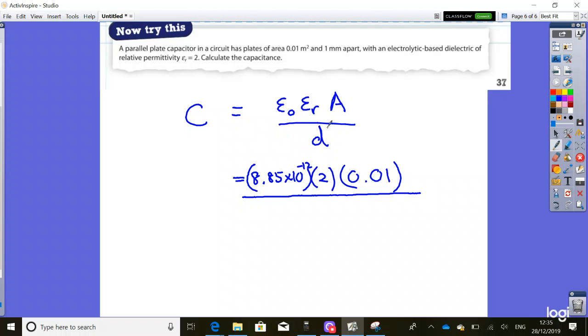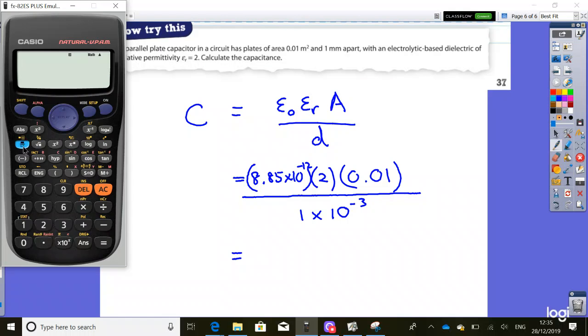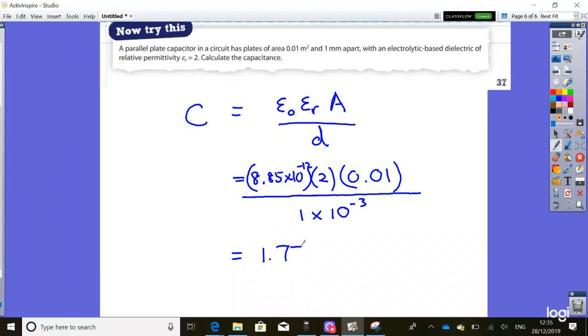And then divide by the distance between the two plates, and it tells you it's 1 millimeter apart. So centimeter is 10 to the power minus 2, millimeter is 10 to the power minus 3 meters. So put that in the calculator. Okay, there we are. And that comes to 1.77 times 10 to the power minus 10 farad.